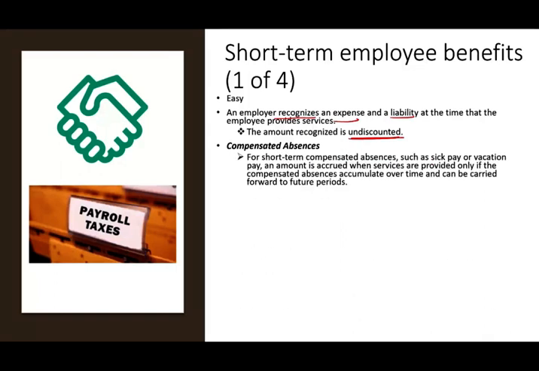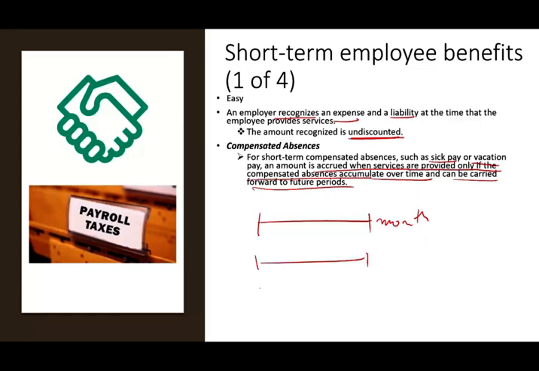Compensated absences: for short-term compensated absences, such as sick pay or vacation pay, an amount is accrued when services are provided only if the compensated absence accumulates over time and can be carried to a future period. What does that mean? Let me give you an example real quick. If you work for a company, and the company says for every month you work, we'll give you one day of vacation, just let's assume that's the case. So those are all months.